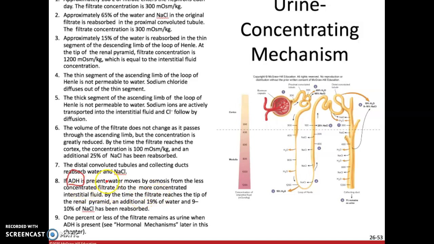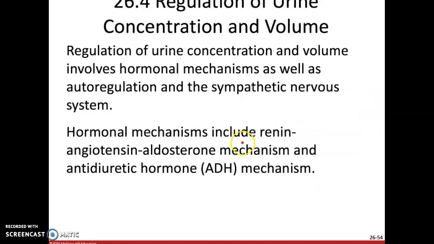The antidiuretic hormone is going to move water by osmosis from the less concentrated filtrate into the more concentrated interstitial fluid. Other hormonal mechanisms include the renin, angiotensin, aldosterone production, and the renin is going to be produced by the juxtaglomerular apparatus in the nephron.